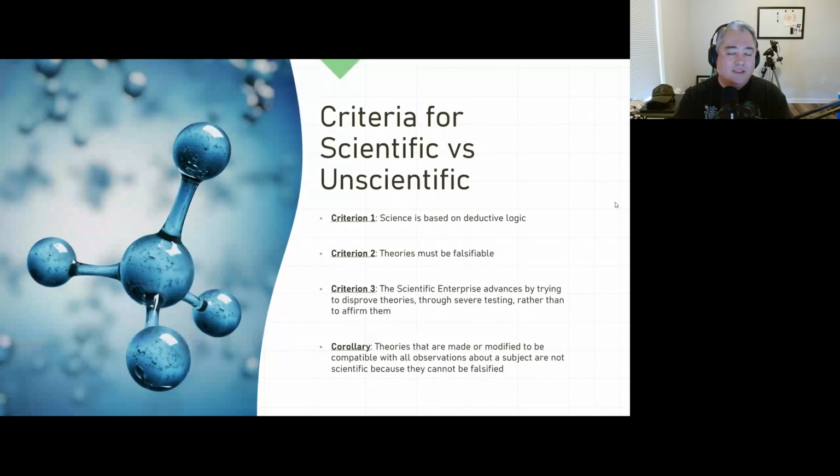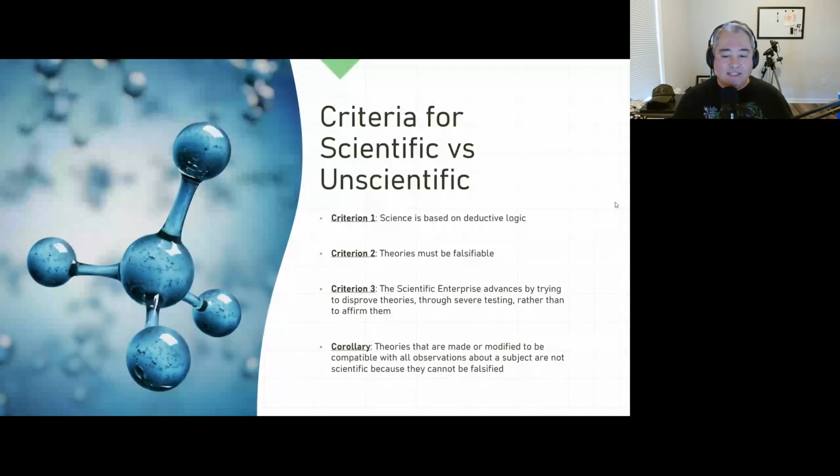But just remember that the goal of science is not to prove our theories correct. It's not to prove our hypotheses that we're trying to find in our papers. It's not trying to prove that. It's trying to disprove it. So we're trying to really severely test, as Popper would say, our theories and our hypotheses that we're chasing after.